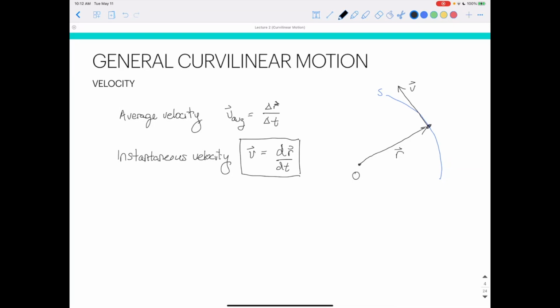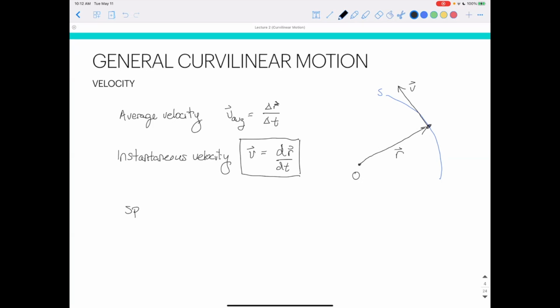So we also defined something before, which was speed versus velocity. When we were talking one-dimensional motion, we didn't really care too much about the distinction between speed and velocity because velocity just could be positive or negative, and speed was just the absolute magnitude. Well, it's similar here, except velocity is a vector. It has a magnitude and a direction. Speed is just the magnitude of that velocity.